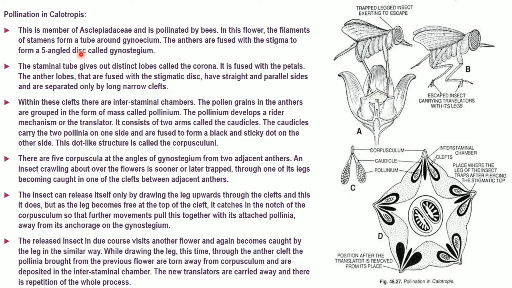See, this 5-angled disc is known as gynostegium. That is why it is given in your book as pentangular stigma. Okay, see gynostegium. Now I will explain what is happening. You can see a bee is sitting over here. When a bee is visiting a flower, its legs get entangled within this structure. Each part we can call a corpusculum, and inside that there will be a caudicle which carries the pollinium inside.